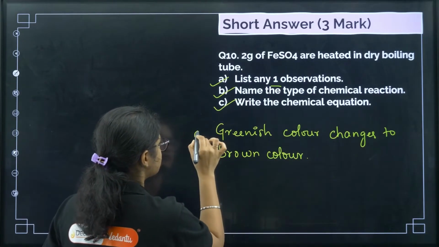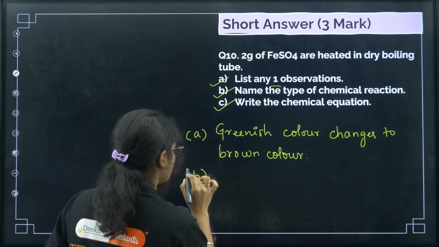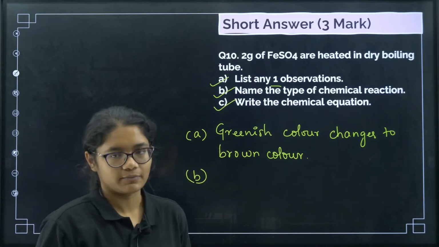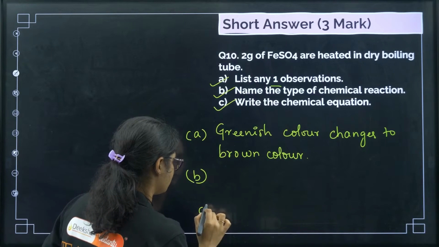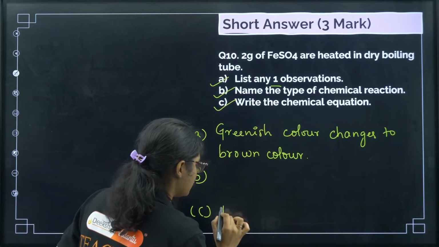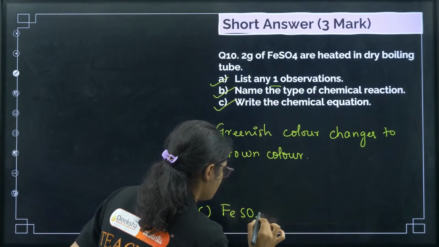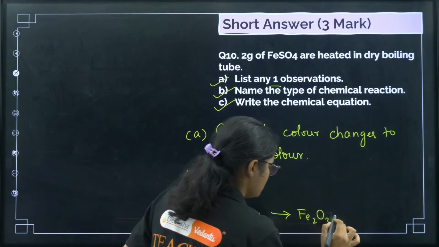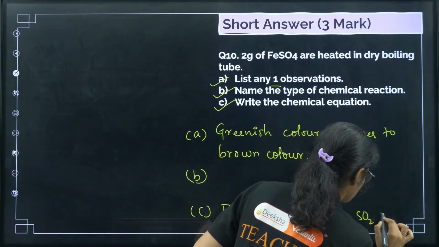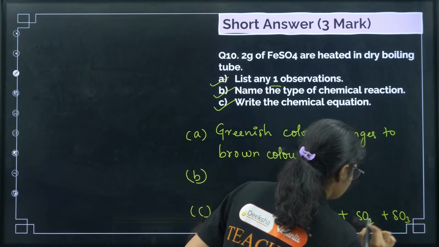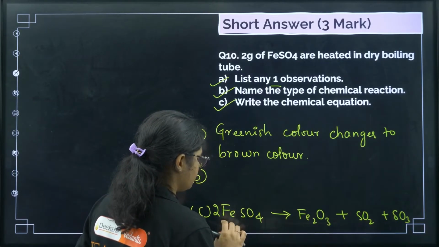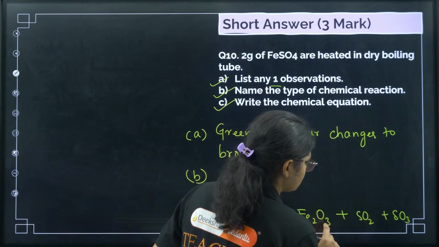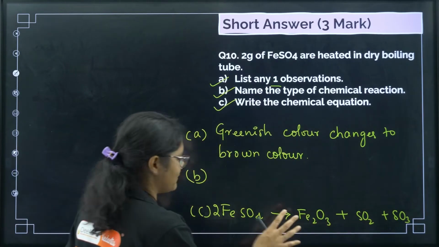Okay, this is the first point. Now second one, what you have to write? Name the type of chemical reaction. So first of all we need to write the chemical reaction. FeSO4 gives you Fe2O3 plus SO2 plus SO3. If I want to balance it, I'll get 2 Fe, then there is 8 oxygen, so 3, 3, 6, 7, 8. So this is the balanced reaction.